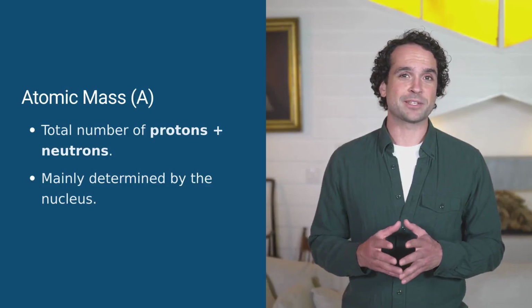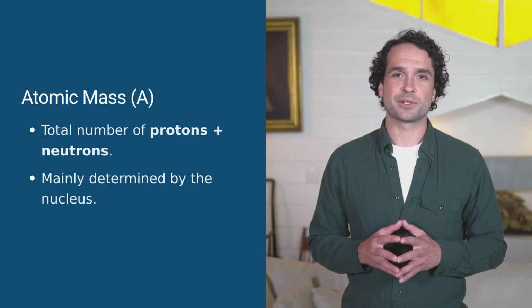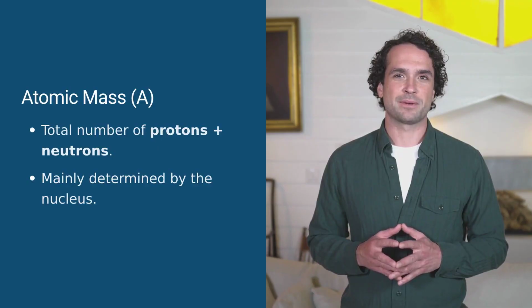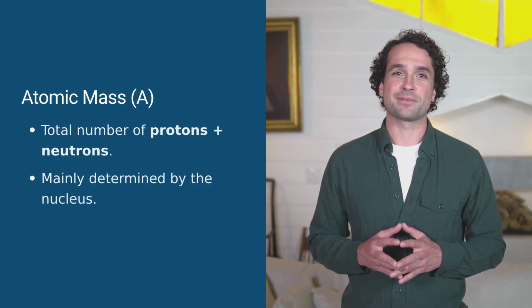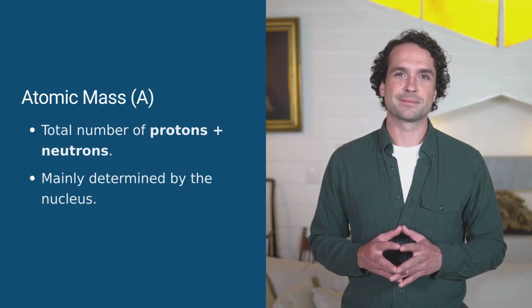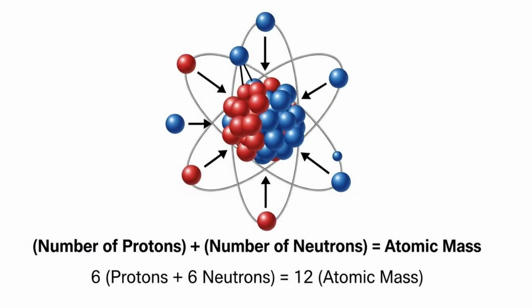Moving on to atomic mass. When we talk about an atom's mass, we're primarily concerned with the particles in its nucleus. The atomic mass, often referred to as the mass number A for a specific isotope, is the total count of both protons and neutrons in the nucleus. Electrons contribute very little to the overall mass of an atom, so their mass is considered negligible in this calculation. For example, if an atom has 6 protons and 6 neutrons, its atomic mass would be approximately 12 atomic mass units.